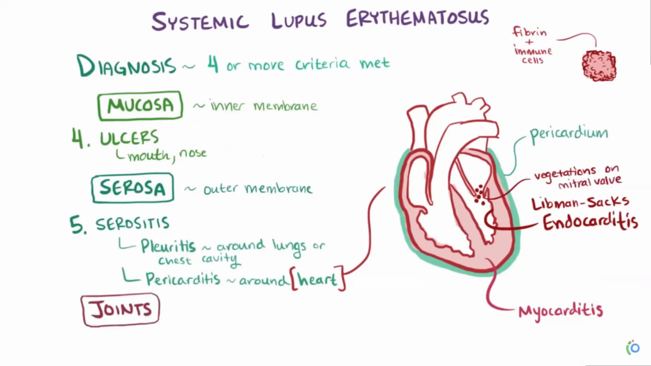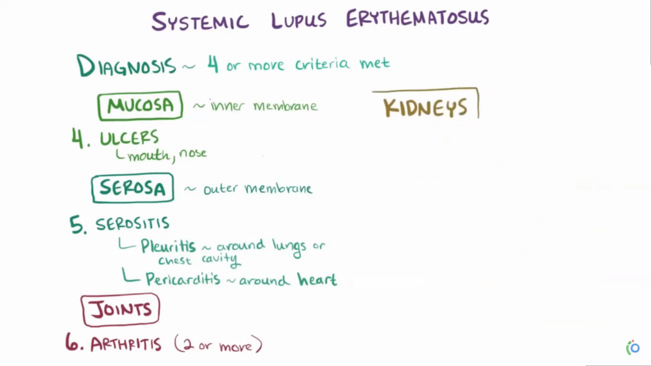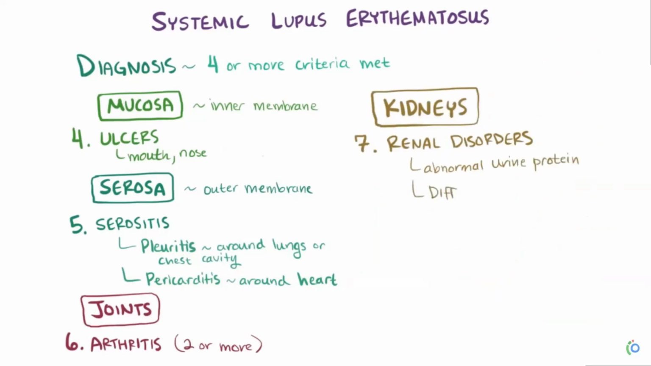Next, if the joints get inflamed, patients might also develop arthritis, specifically needing 2 or more joints to meet the criteria. If the kidneys are affected, patients might develop renal disorders, like abnormal amounts of urine protein, or diffuse proliferative glomerulonephritis, inflammation of the glomeruli.